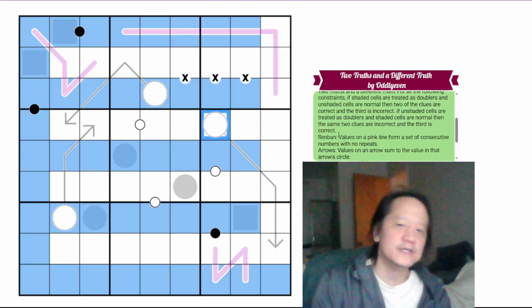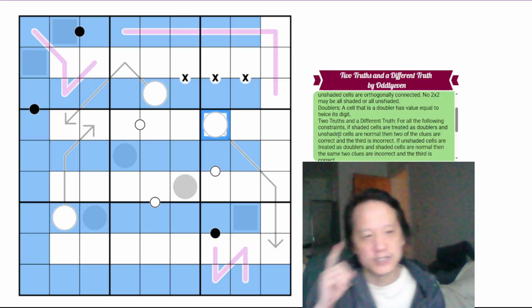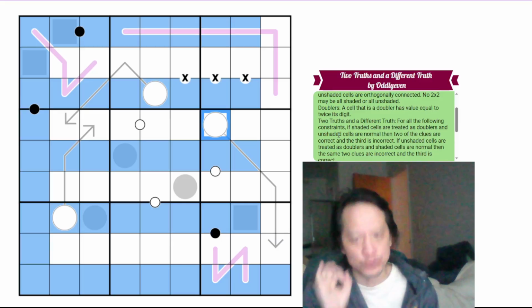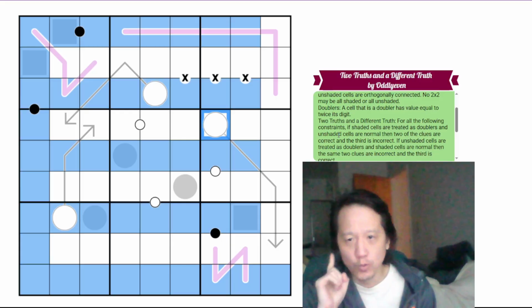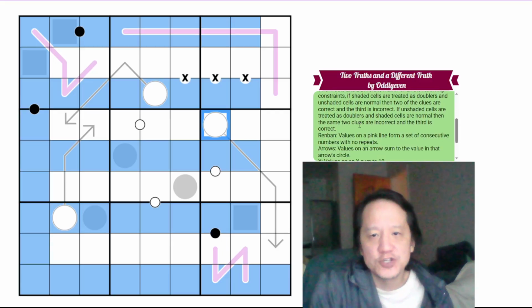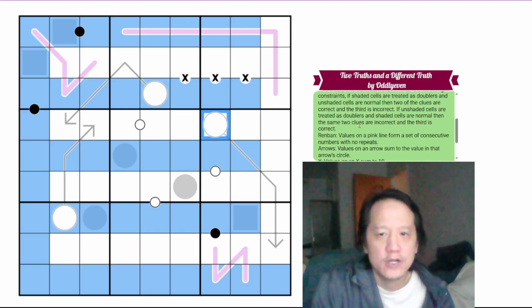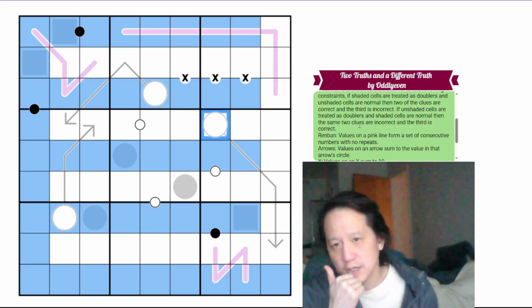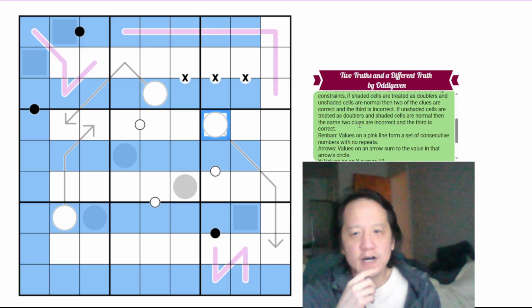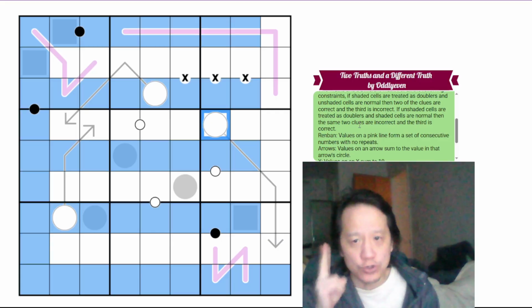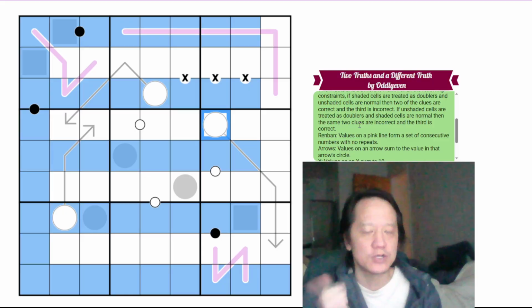We also have, and this is actually something you need to pay attention to, hopefully I'll explain it well here. This is two truths and a different truth. For all of the following constraints, if shaded cells are treated as doublers and unshaded cells are normal, then 2 of the clues are correct and the third is incorrect. And if unshaded cells are treated as doublers and shaded cells are normal, then the same 2 clues are incorrect and the third is correct.